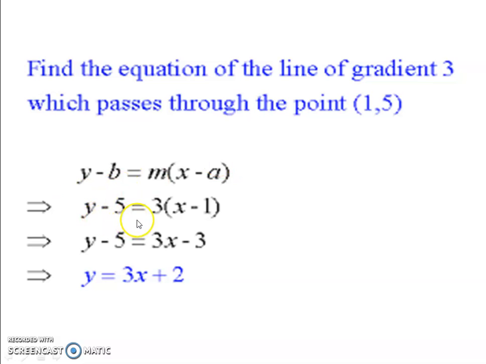So we put y - 5 = 3(x - 1). 3 times x is 3x, 3 times -1 is -3, and y - 5 remains the same. Minus 5 goes to the other side as plus 5, and 5 minus 3 gives y = 3x + 2. Or we can write 3x - y + 2 = 0 also. In this example, you must remember that gradient means slope.